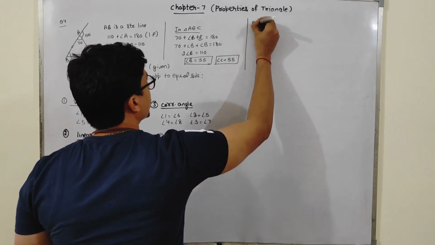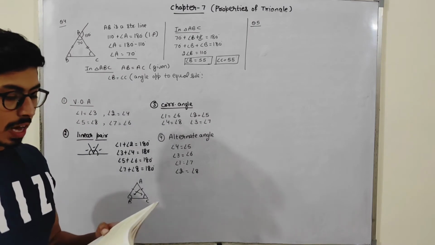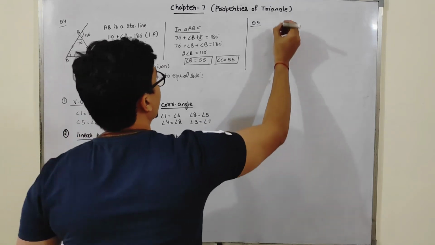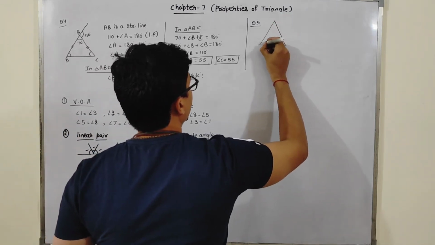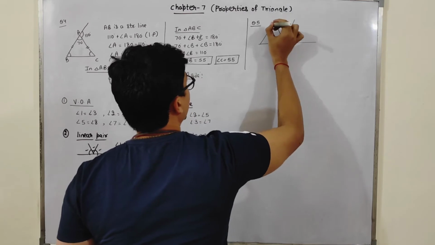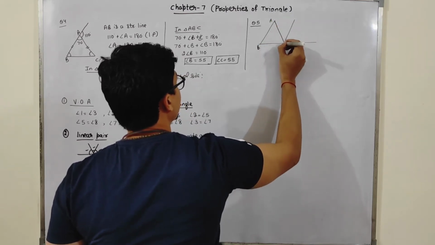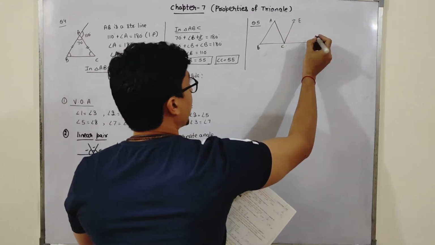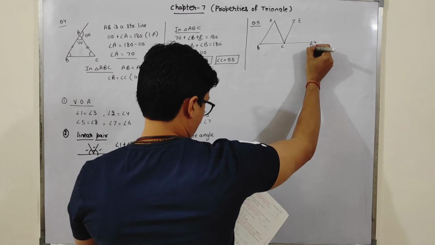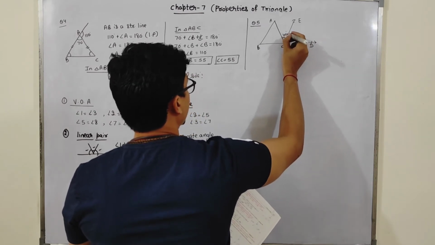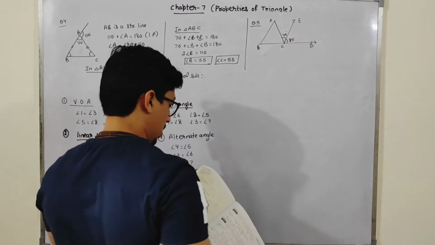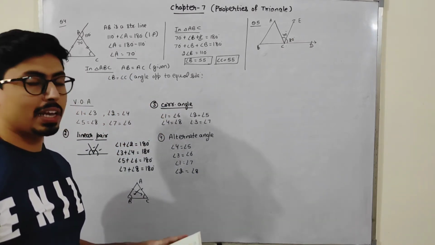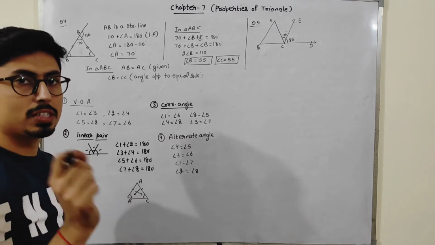See, in question number 5, a figure is given to us and BA is parallel to CE. See, this is the figure. This is B, this is A, this is C, and this is E. Okay. Here we have D. This is 40 degrees. This is 80 degrees, students. So BA is parallel to CE. Find each of the angles of triangle ABC.